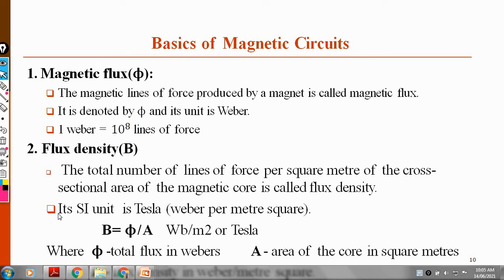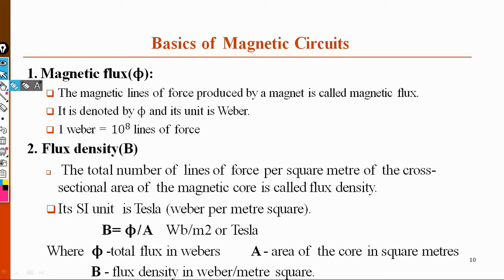Okay, now the first definition is magnetic flux. The symbol of magnetic flux is phi. It depends on magnetic lines of force. For example, this is a magnet, and this is the north pole and this is the south pole.